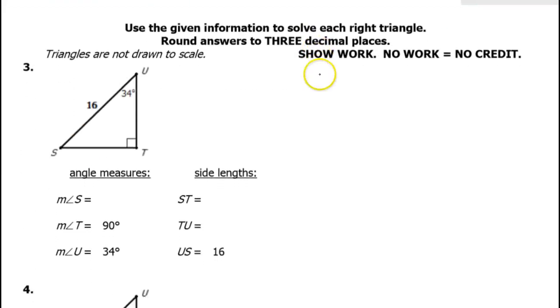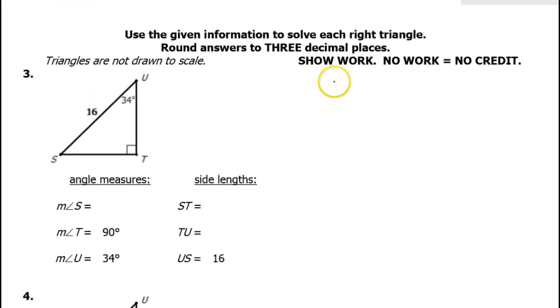All right, looks like we get to move on to another picture. These triangles are not to scale, etc. Three decimal places. Okay, so we need to find the measure of angle S, for example. So let's start with that.